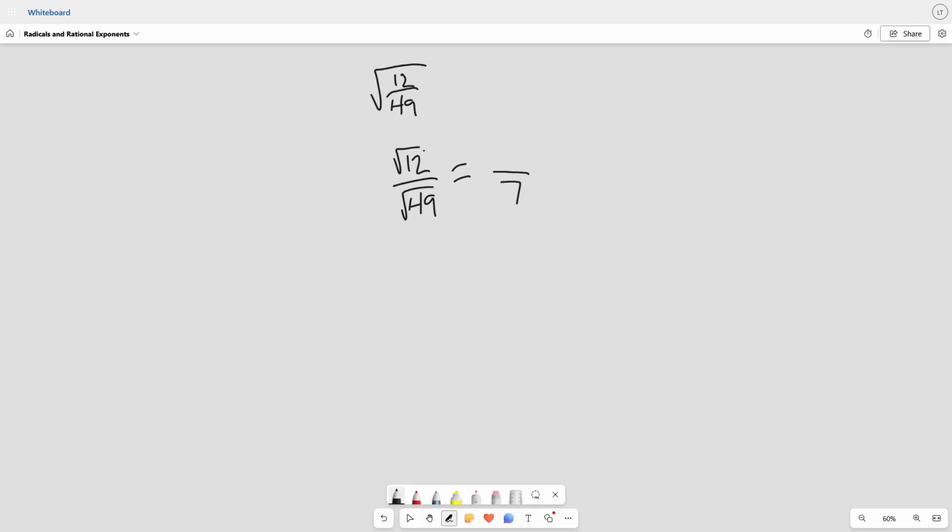So like I said before, we can just use the product rule. This is square root of 3 times the square root of 4. And what we've done here, we've separated out the square root of 4 because 4 is a perfect square. So what is this actually? This is 2 square roots of 3 over 7.